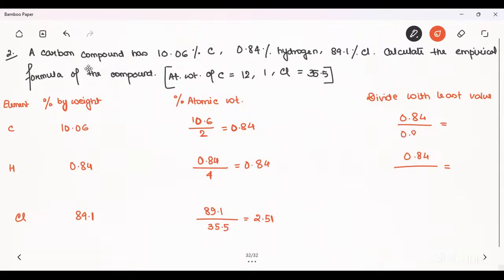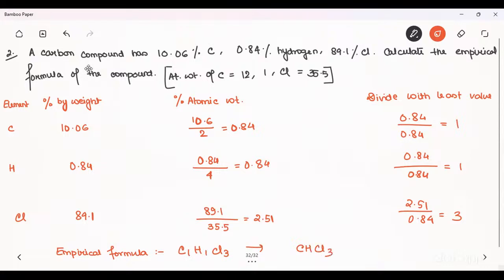So divide everything by 0.84. Here 2.51 divided by 0.84. It will be 1, 1 and 3. Okay, therefore the empirical formula. What will be the formula? It will be carbon 1, hydrogen 1 and chlorine 3, or CHCl3. Okay, so this will be the final answer.